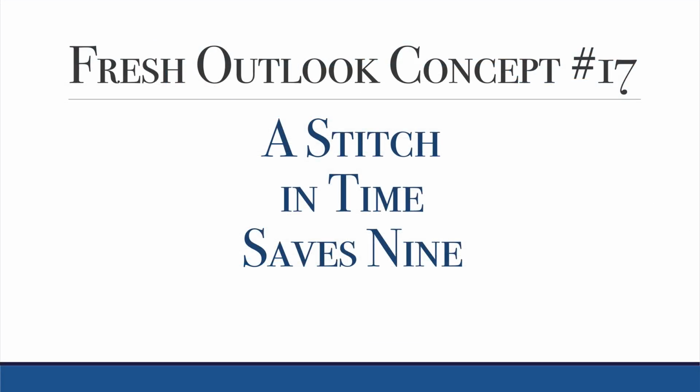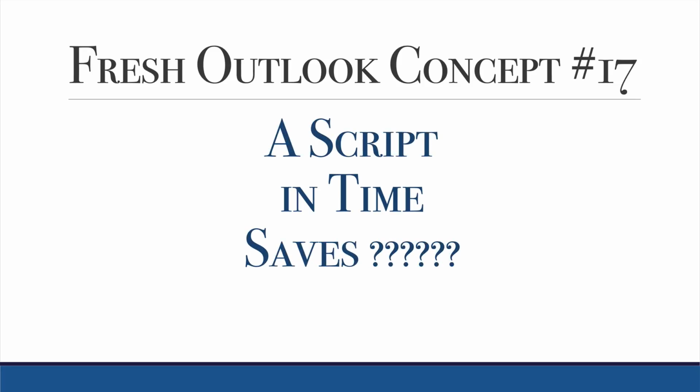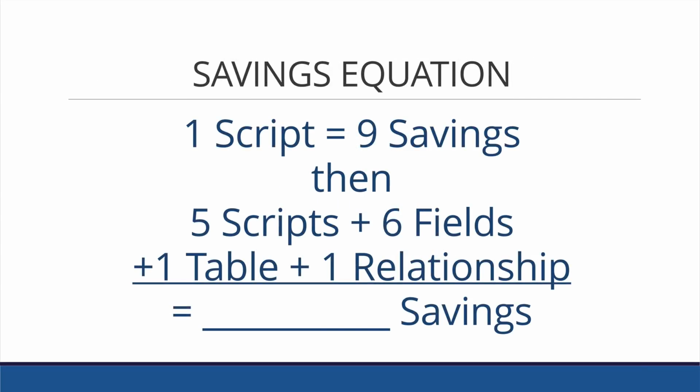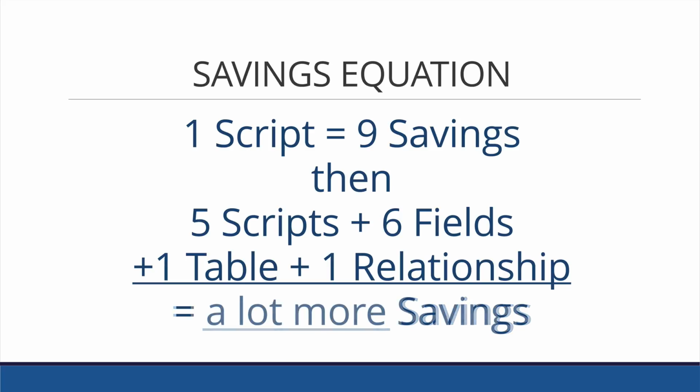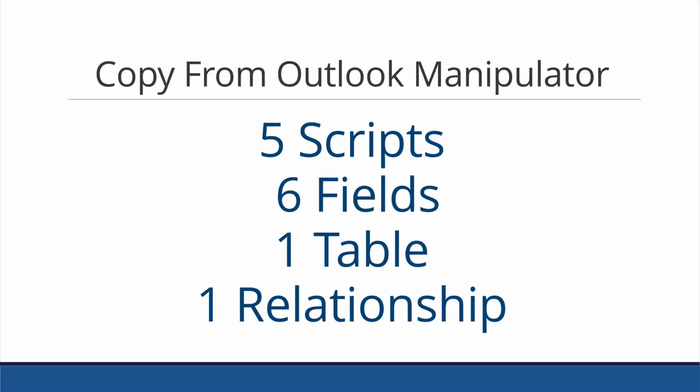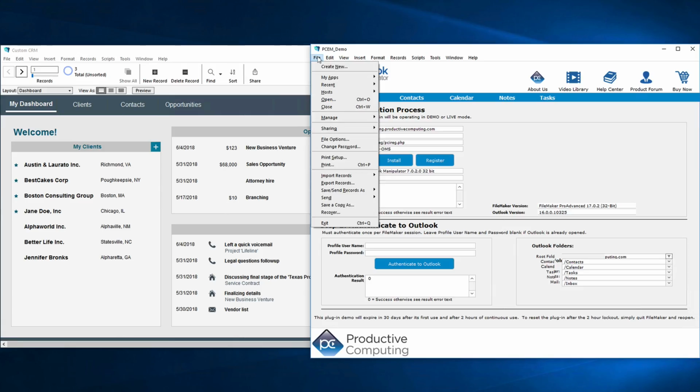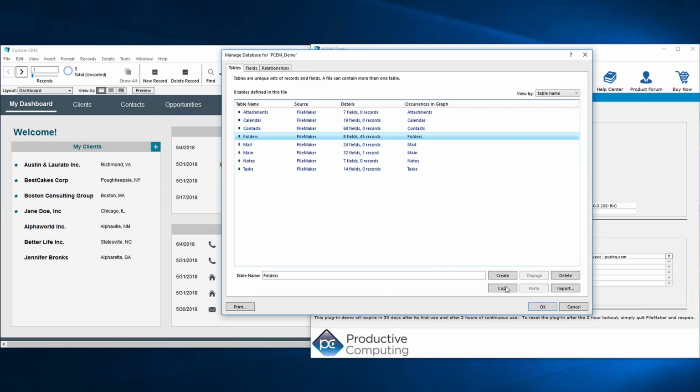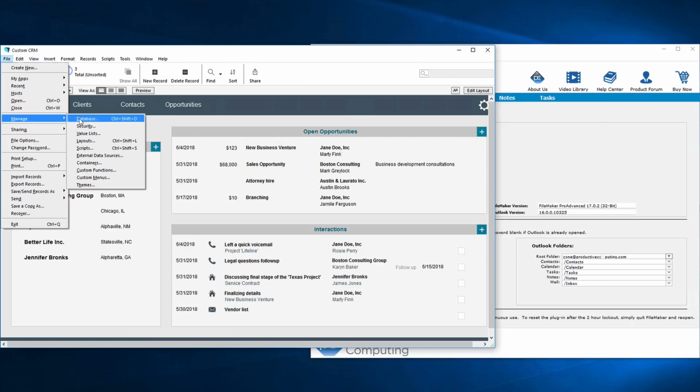They say a stitch in time saves 9. How much would a script in time save? If we extrapolate that equation, then 5 scripts plus 6 fields plus 1 table plus 1 relationship would be a lot more. We are just going to copy these from the Outlook Manipulator plugin and put them into the FileMaker CRM. We'll copy this one table and paste it in.